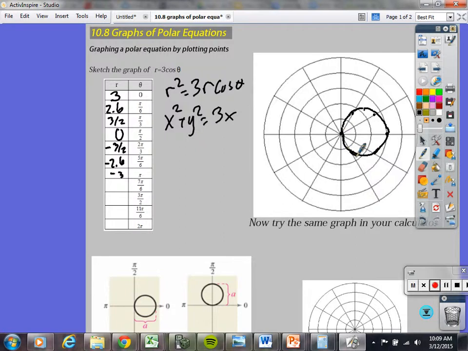There it is. Make sense? Just a lot of plotting points, a little bit different than you've ever done before. We just had a collection of points, right?